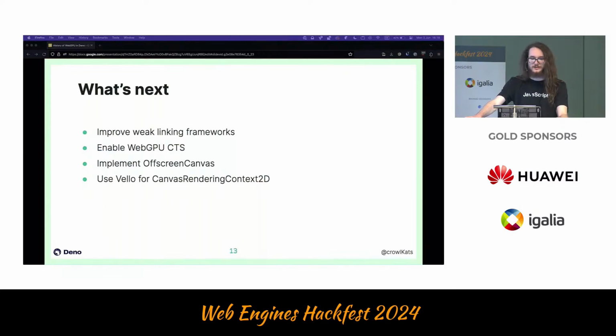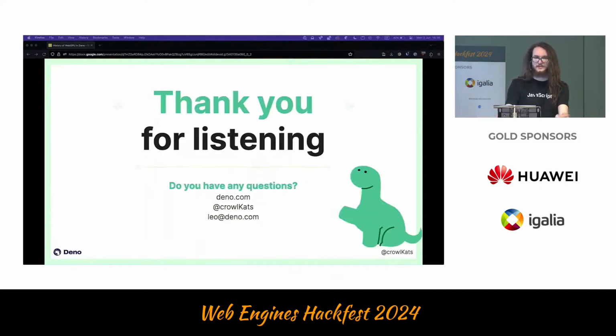Following that, we'll also be looking into supporting canvas rendering context 2D through Vello, with whom we have been in discussions for a few months. And since Servo is also considering using Vello for the same exact use case, there is a shared interest, and potentially there can be some collaborative effort to address any issues with Vello that come up, and with a common abstraction layer if necessary. And that's it. Thank you for listening.